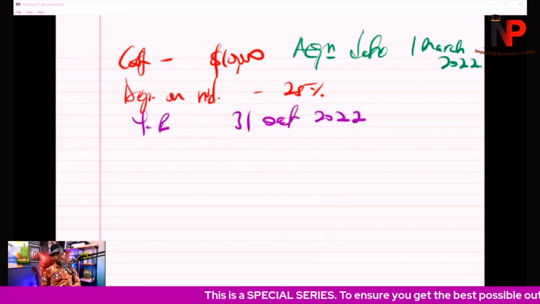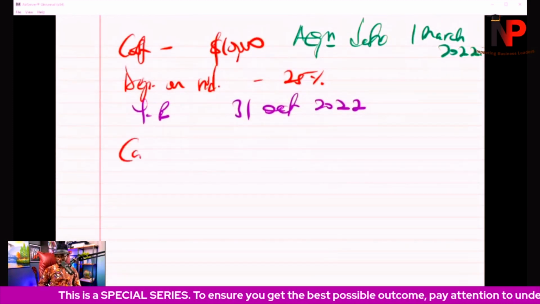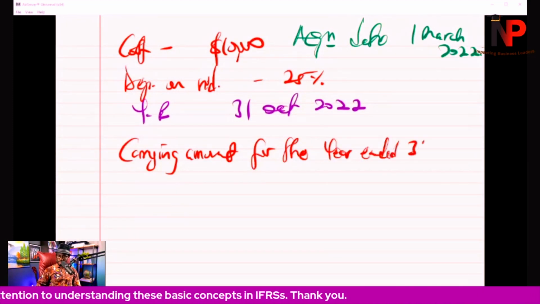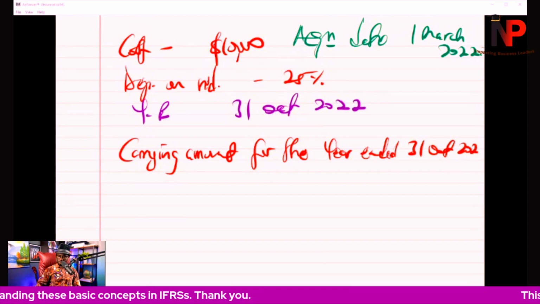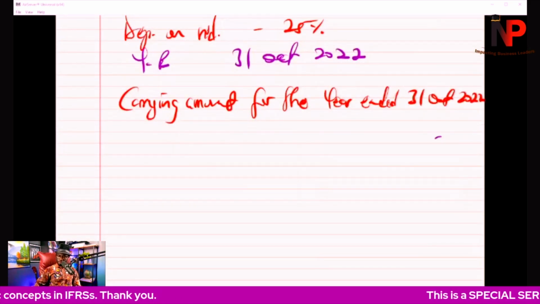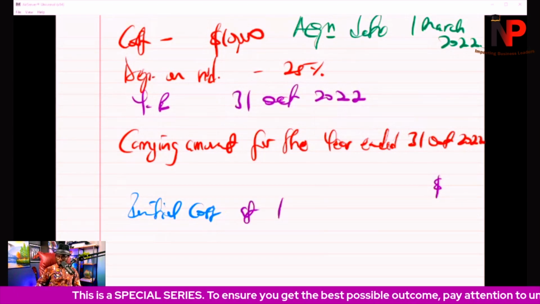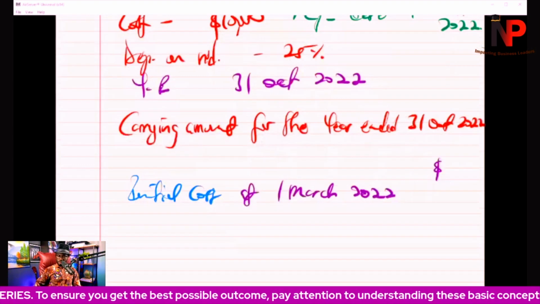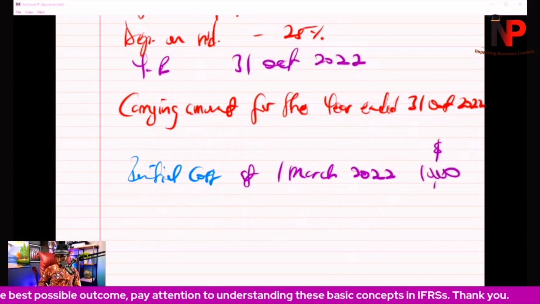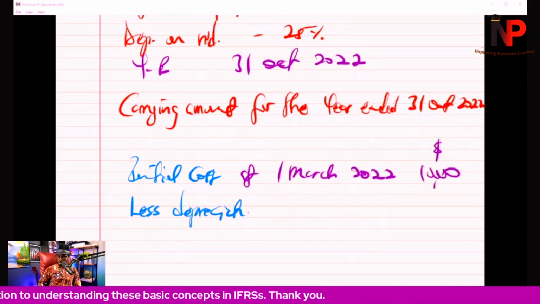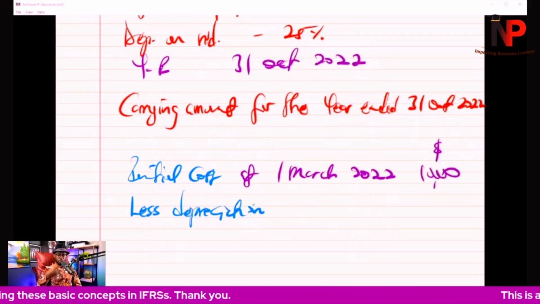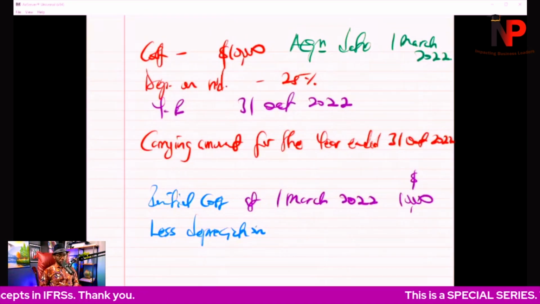So what's going to be happening? We need to get a carrying amount for the year ended 31st October 2022. We bring in the initial cost as at 1st March 2022, and that's $10,000. Then we're going to deduct the depreciation for the year. Be careful because, like I said, we're going to be using the pro rata 1 month ownership basis.